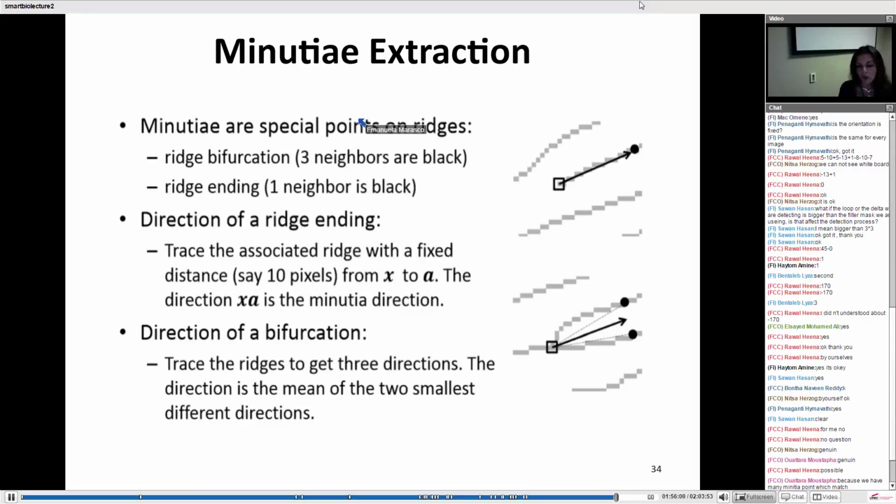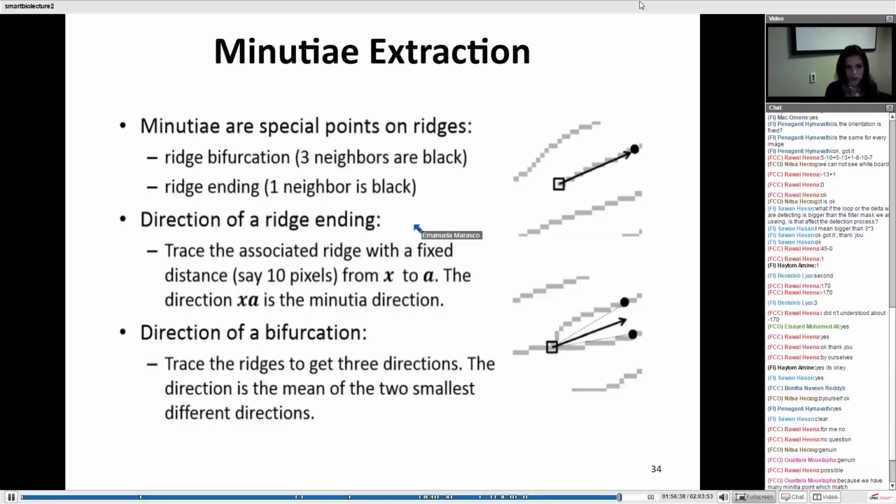Minutia extraction, more detail. We are extracting these special points on the image. We have ridge bifurcation, so we already mentioned that 3 neighbors are black, and then in the case of ridge ending, 1 neighbor is black. So this is ridge ending, and then we have ridge bifurcation. We can also determine the direction of both ridge ending and bifurcation.